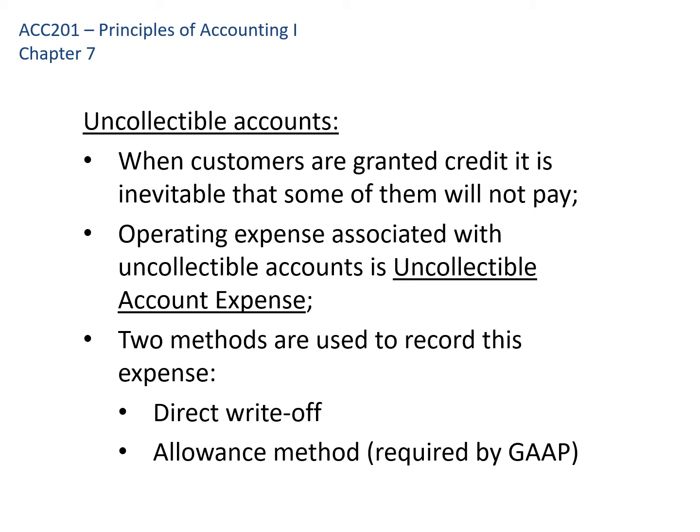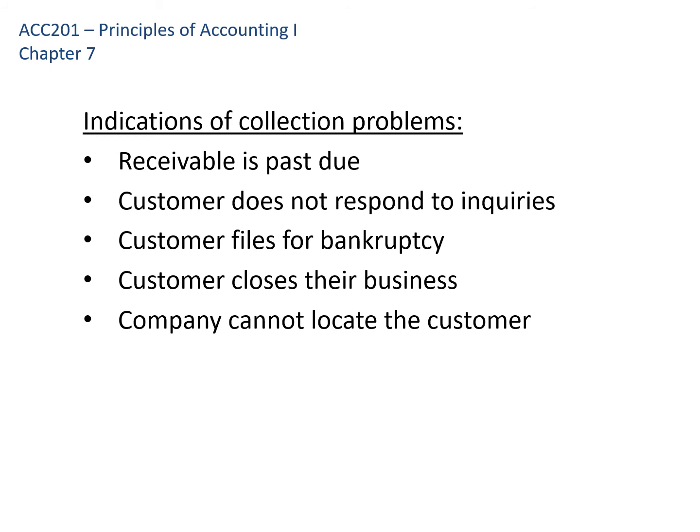Before we get into those two methods, I want to talk a little bit about some practical things you can do to limit uncollectible accounts. So these are indications that you might have a problem with collection. So the first one, the most obvious, is that the receivable is past due. So the one thing that you can do that is the easiest thing to do, and I think the most effective thing to do, is to be really, really diligent about contacting customers the moment their receivable goes past due.